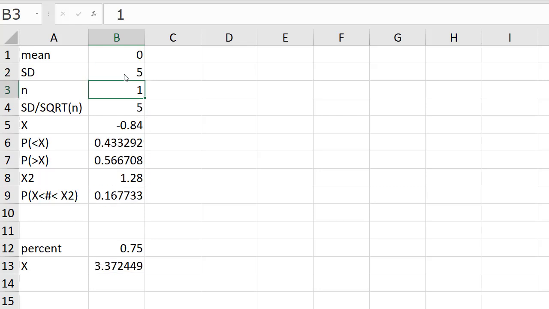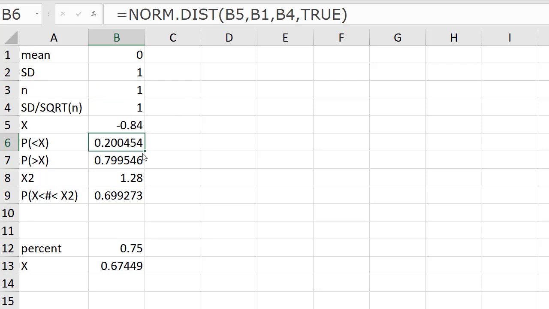If this is a 5, look what happens. This is also a 5, right? So they're always going to be the same. Okay, but in any case, that's how we get below.